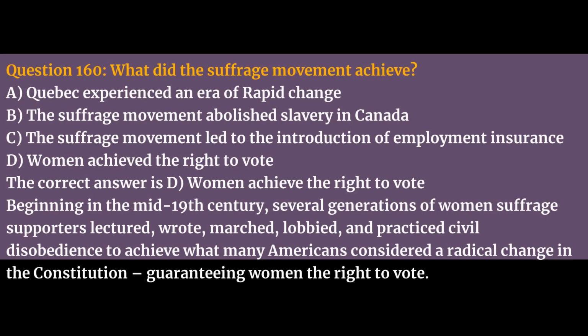Question 160. What did the suffrage movement achieve? A. Quebec experienced an era of rapid change. B. The suffrage movement abolished slavery in Canada. C. The suffrage movement led to the introduction of employment insurance. D. Women achieved the right to vote. The correct answer is D. Women achieved the right to vote. Beginning in the mid-19th century, several generations of women suffrage supporters lectured, wrote, marched, lobbied, and practiced civil disobedience to achieve what many Americans considered a radical change in the Constitution, guaranteeing women the right to vote.